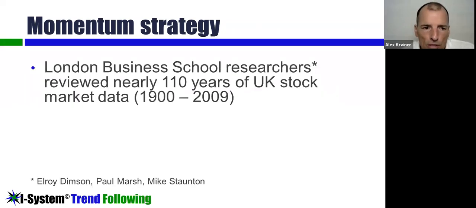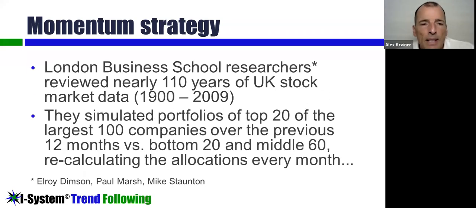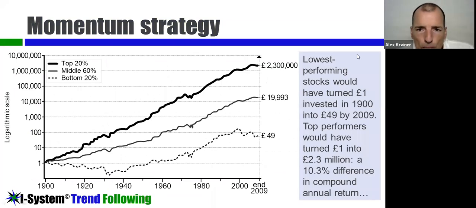London Business School researchers Elroy Dimson, Paul Marsh, and Mike Staunton reviewed nearly 110 years of UK stock market data between 1900 and 2009. They simulated portfolios of top 20 of the largest 100 companies over the previous 12 months versus bottom 20 and the middle 60, recalculating the allocations once per month. Basically, what they found out is that the lowest performing stocks would have turned £1 invested in 1900 into £49 by 2009. The top performers would have turned £1 into £2.3 million. That's a 10.3% difference in compound annual returns.